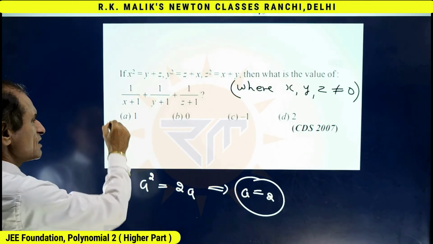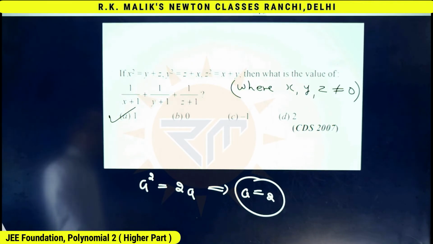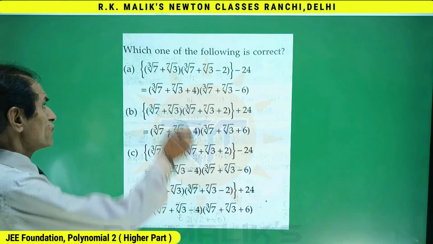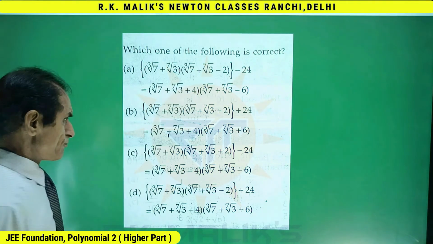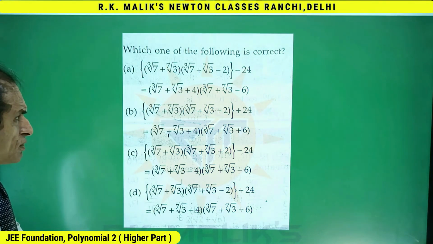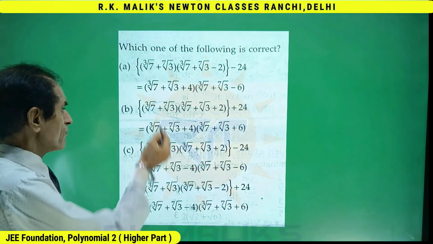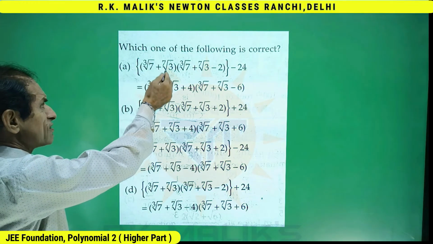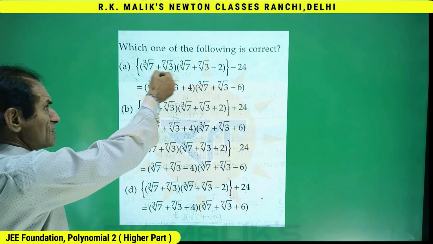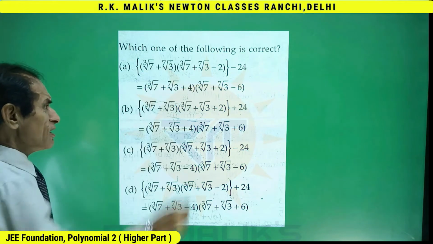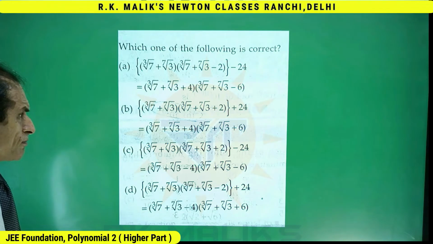Hence I can say A is the correct choice. In this question you have to find which one of the following is correct. Seems to be a tough question, but if you see carefully you can note one thing, that in every question 7 to the power 1 by 3 and 3 to the power 1 by 7 is common. That is, this thing is common in every side.